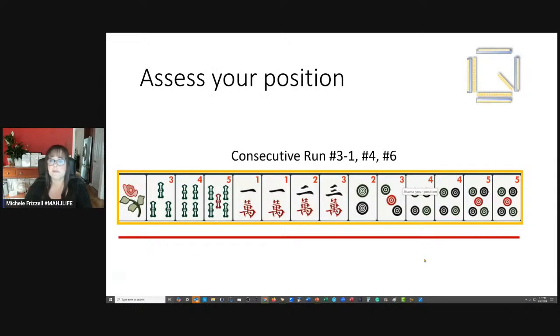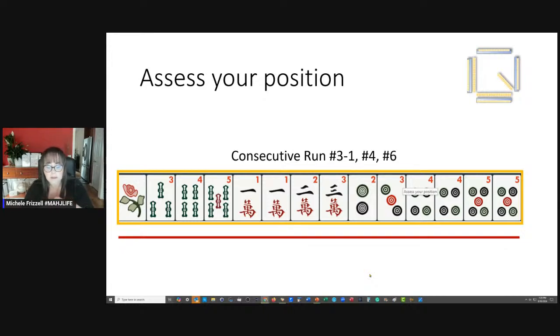We want to look at a couple of example hands in determining position, just so you have a little bit of a framework. This particular player, this is a real hand that happened. We have lots of 1 through 5. We have 2 or 3 pair in here, 1 crack, 4 dot, and a 5 dot. We could play consecutive run 3-1 with the flower. So for example, 3, 4, 5 in dots. We could play number 4, 3, 4, 5 and 2 suits, 3, 4, 5 bam, 3, 4, 5 dot.